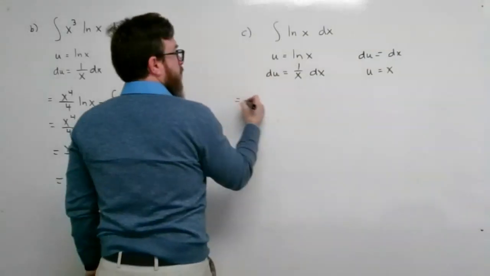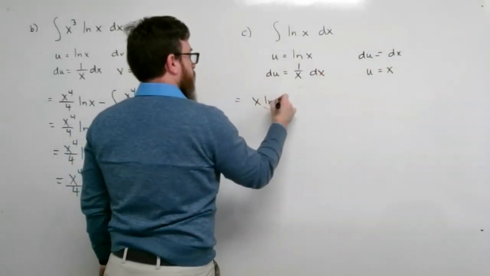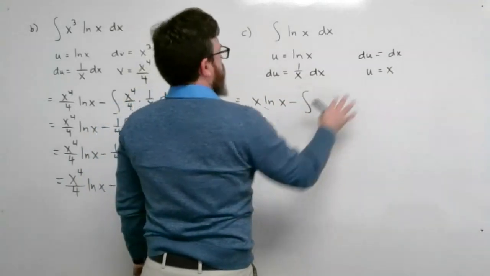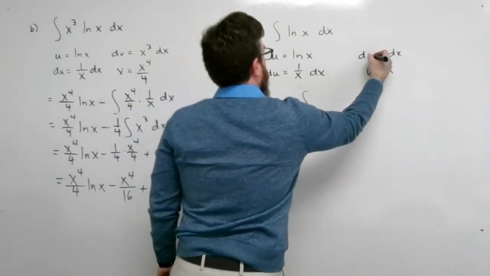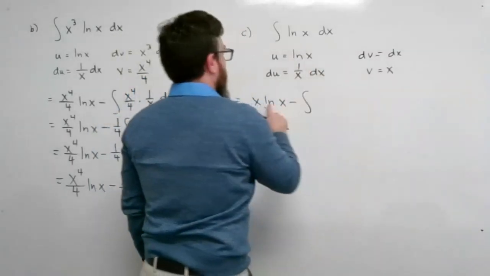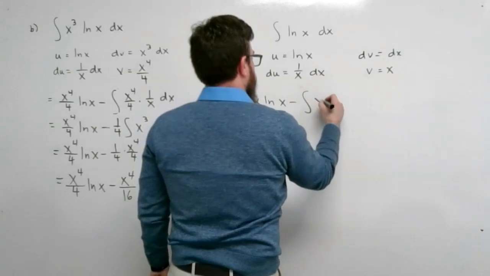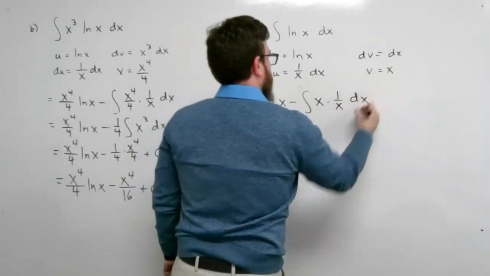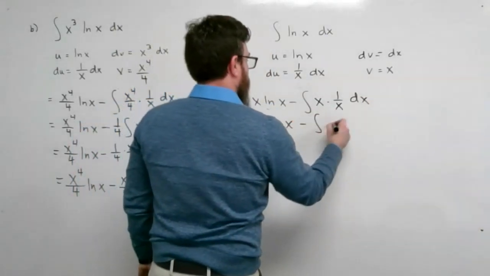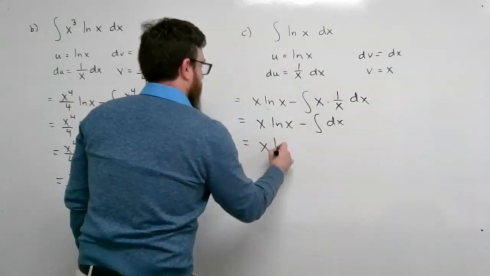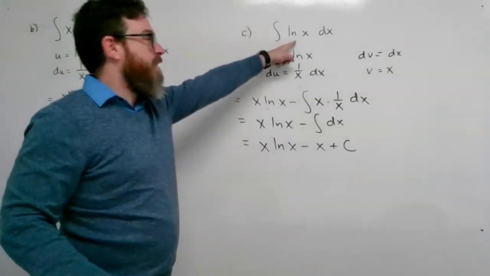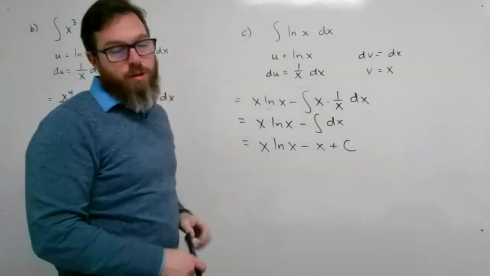Now when we set up our by parts, we have uv minus the integral of v du. So this will simplify to x natural log of x minus the integral of just dx. And this is going to be x natural log of x minus x plus c. So in order to integrate something as simple as a natural log function, we need to do this by parts.